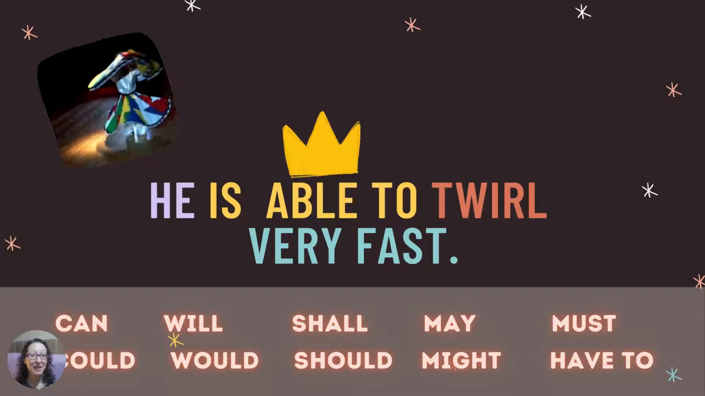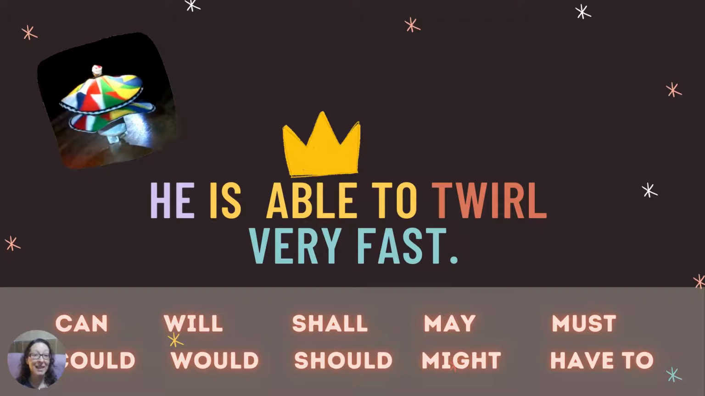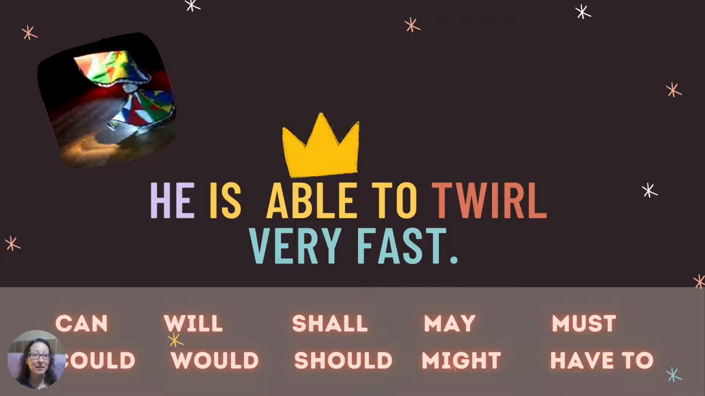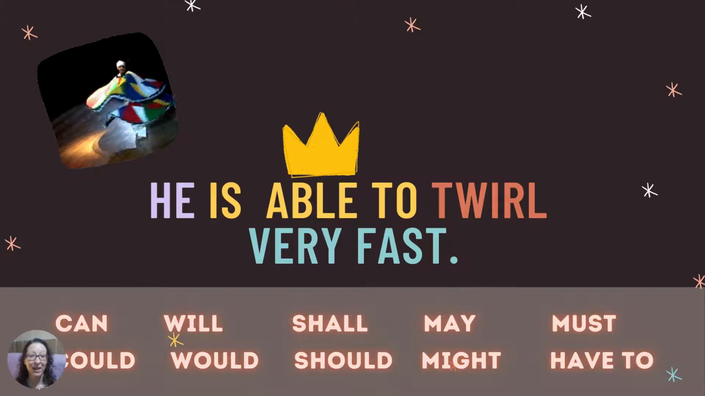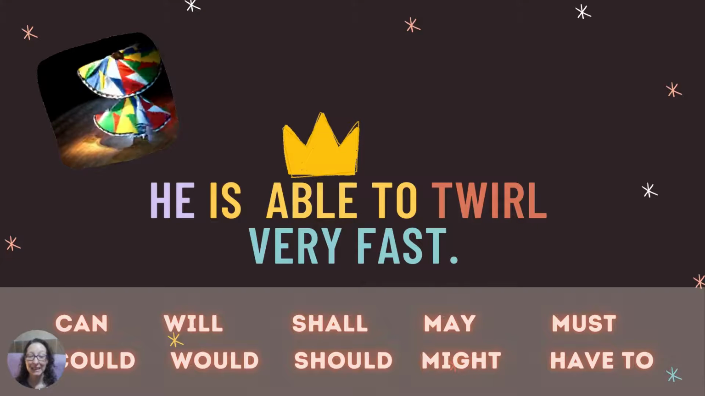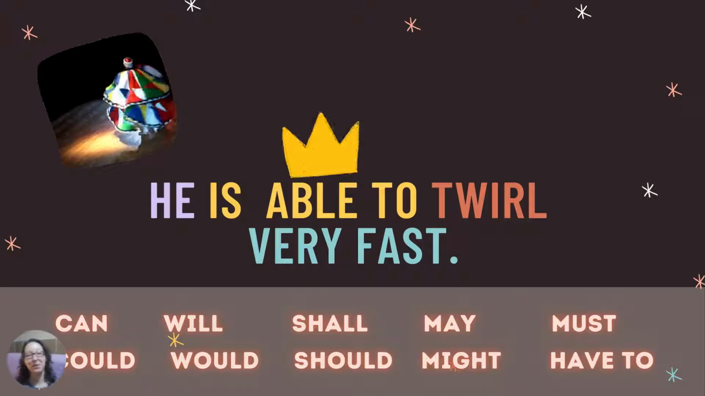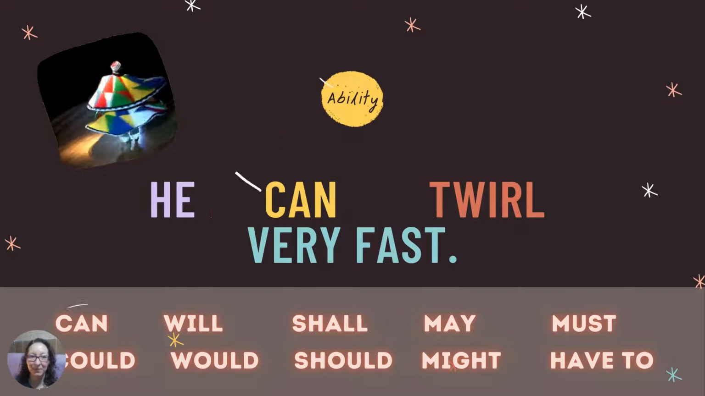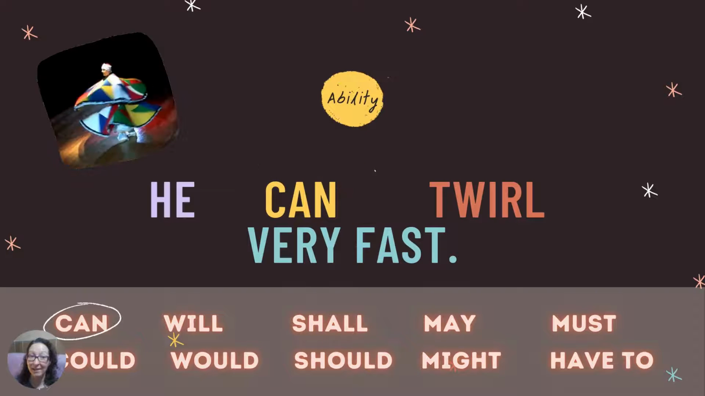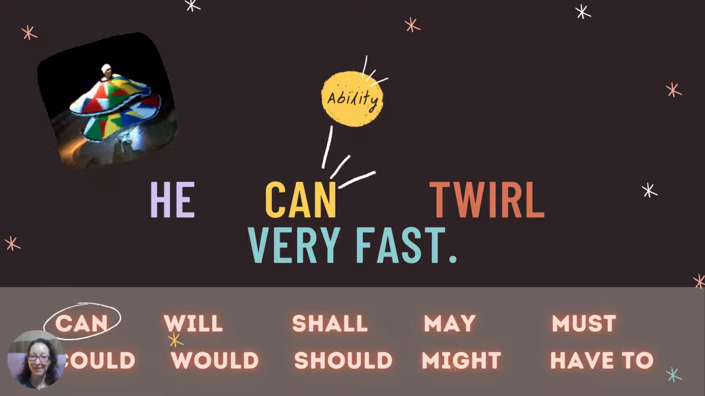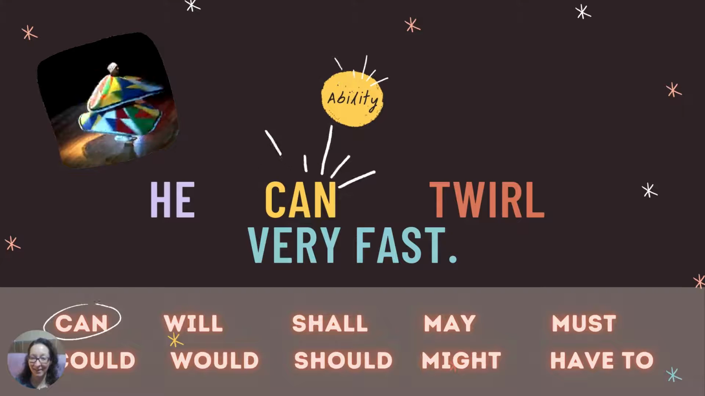If we want to say that he is able to twirl very fast, which modal are we going to use? And which function is this? He can twirl very fast. All right. This is ability.